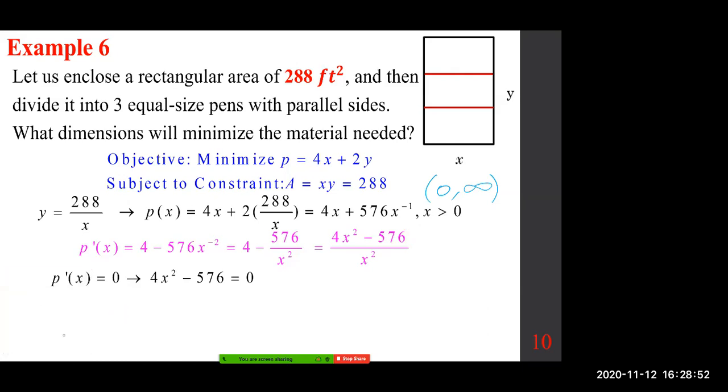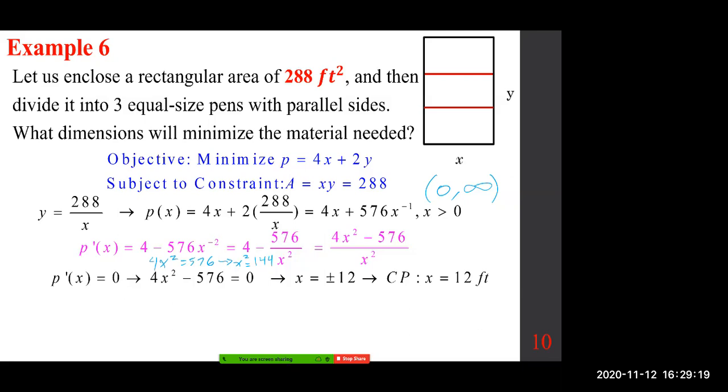You get 4x squared equals 576. Divide by 4, and you get x squared is 144. Take a root, you get plus minus 12. You get 2 answers, only one of them is positive. So you have one critical point.